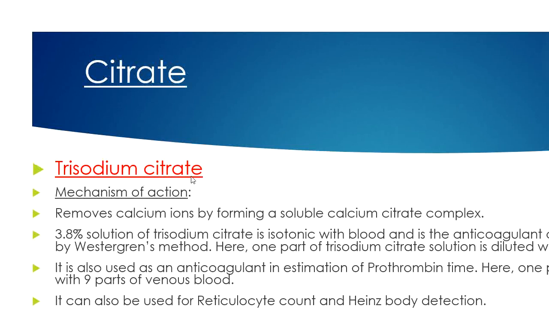Here is trisodium citrate. Its mechanism removes calcium ions by forming a soluble calcium citrate complex: it combines with the calcium of blood to form calcium citrate, which is soluble. A 3.8% solution of trisodium citrate is isotonic with blood, meaning hemolysis is very low. It is used for ESR by the Westergren method.